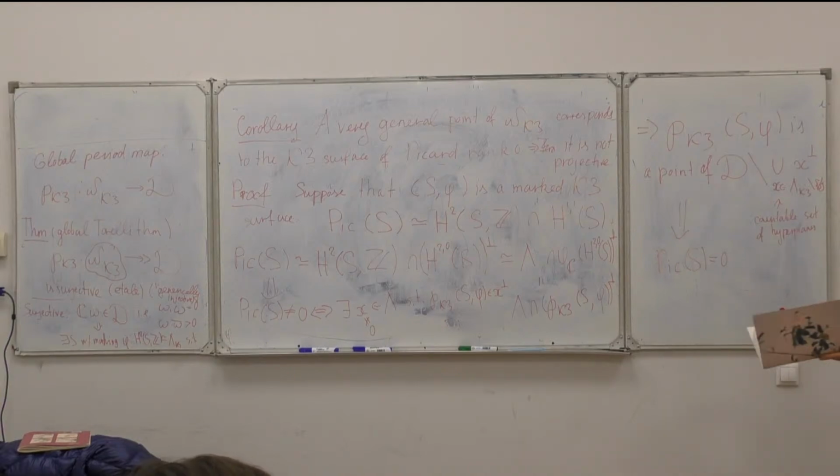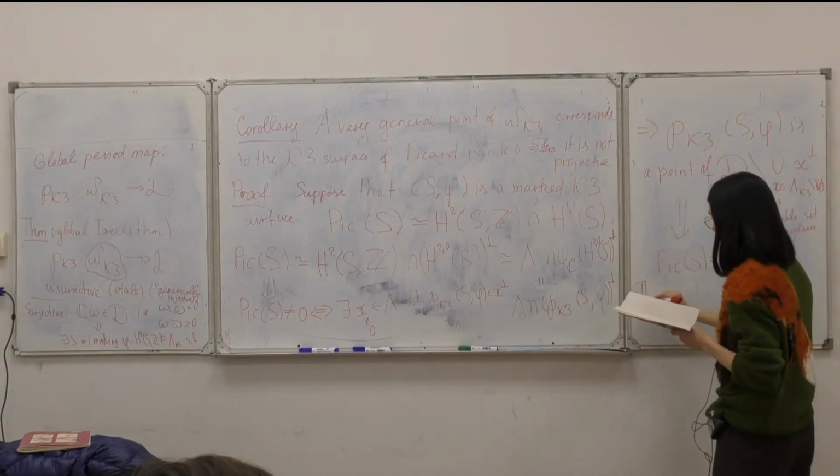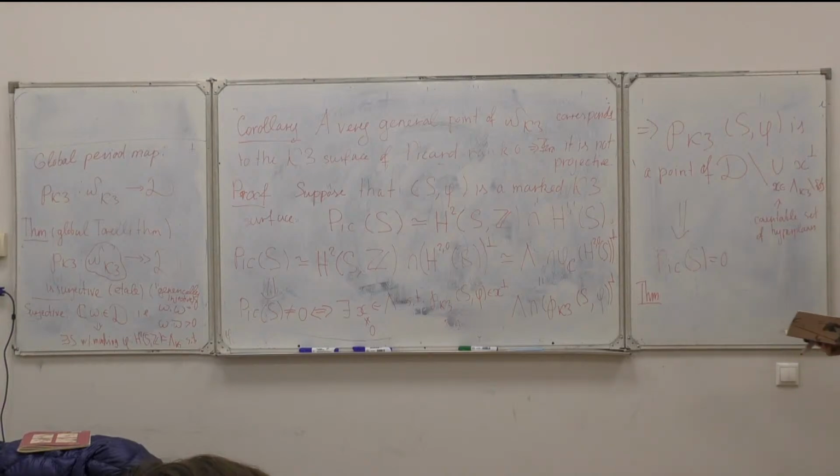Okay, so this is the first corollary, and maybe I don't have time to explain the following theorem. In the theory of K3 surfaces, of course, lattice theory plays a very important role.